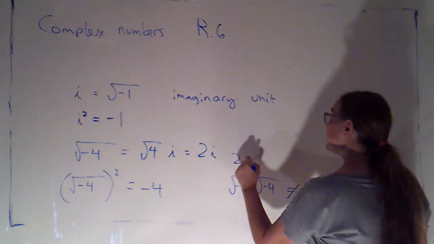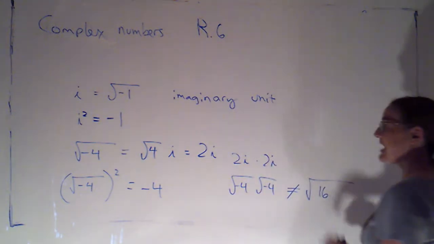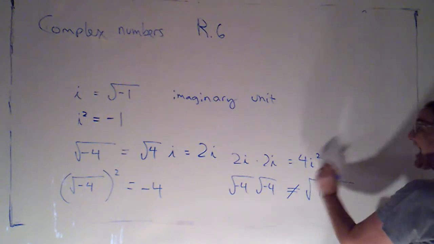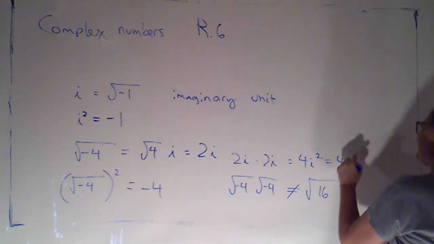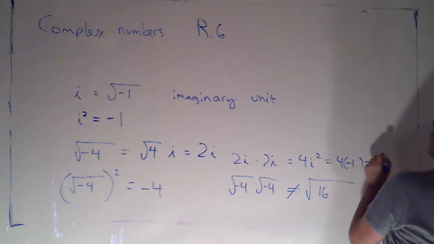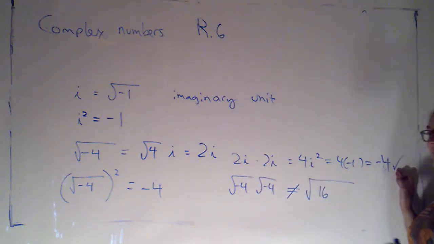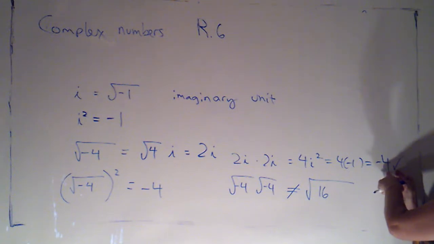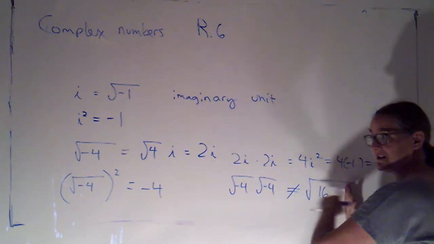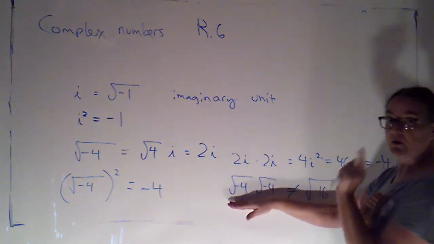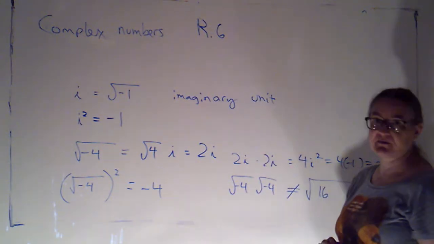If I rewrote this as 2i times 2i, I could say that's 4i squared. i squared is -1, so that's 4 times -1, and that gives me what I should be getting: if I square the square root of -4, I will get -4. But to avoid making this mistake, because it's so easy to do, we simply won't write things this way. We'll always rewrite them in terms of i.